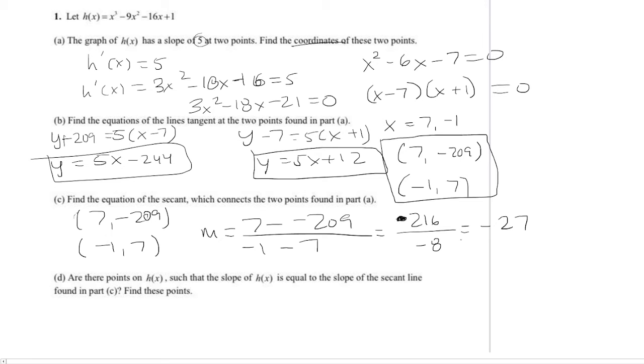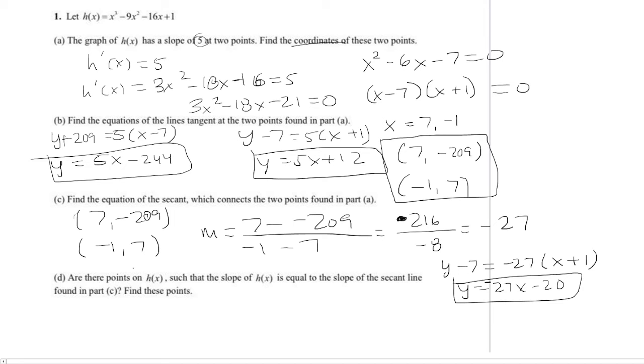So that's the slope. We want to use one of these 2 points, so pick the easier one, which is negative 1 comma 7. So just do y minus 7 is equal to the slope times x minus negative 1. And so this simplifies into y equals negative 27x. You have negative 27 plus 7 is negative 20. So this is our secant line.